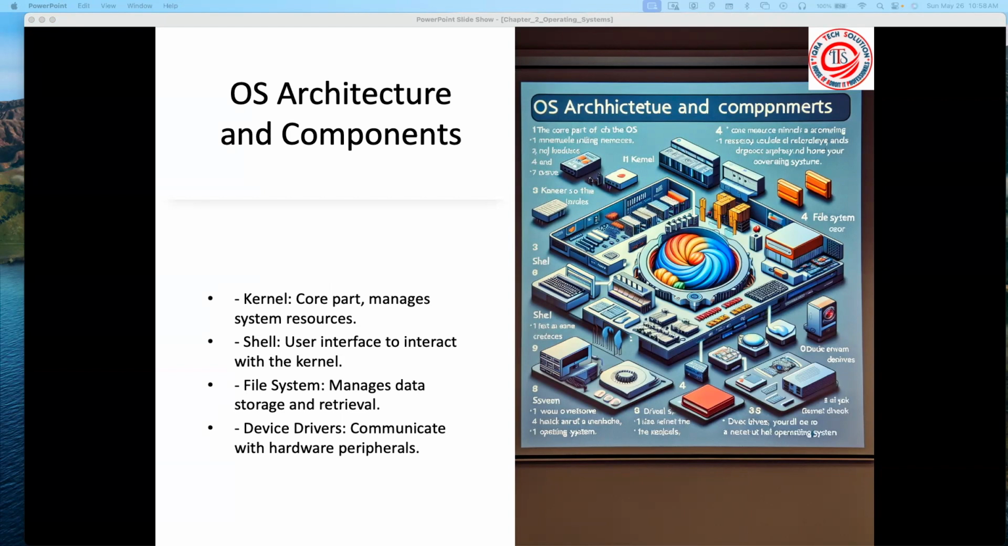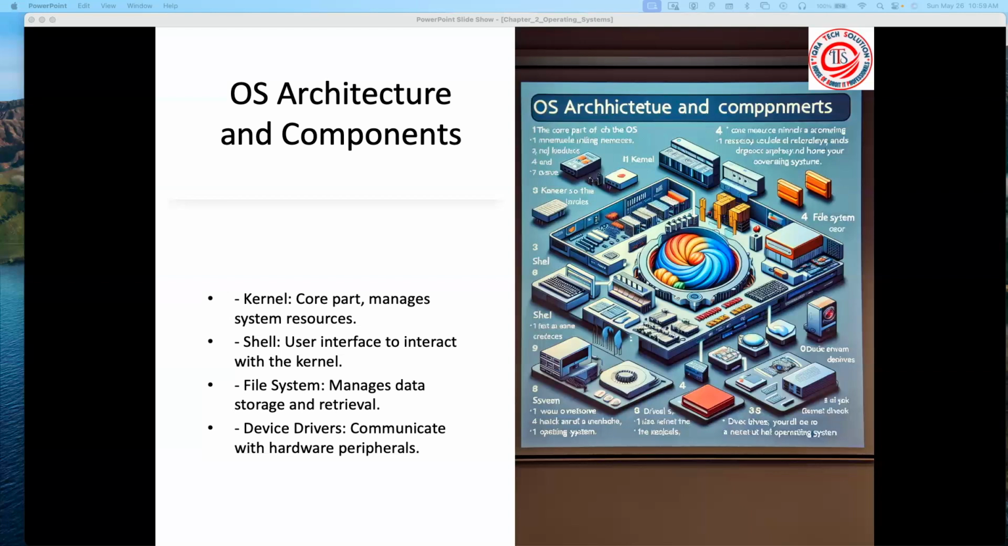Then we have a shell. The shell is the interface that allows users to interact with the kernel. This can be through a command line interface or a graphical user interface. Without the shell, you would not be able to give commands to your computer.